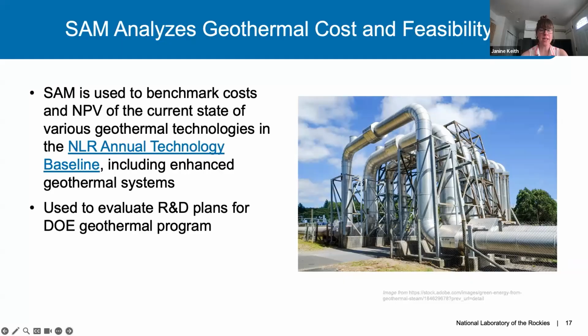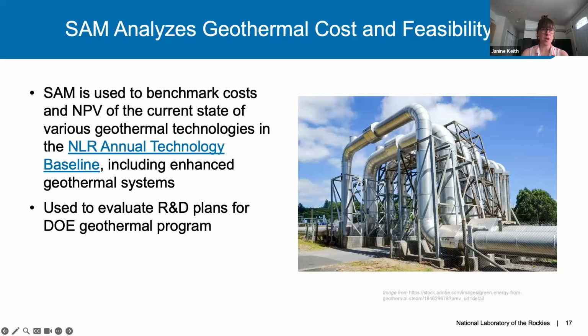These products commonly are distributed through the NLR Annual Technology Baseline, which provides some insight onto the current and projected future states of different costs of different technologies, including the very popular enhanced geothermal systems that have been added into SAM as well. SAM is also used jointly by NLR and DOE to evaluate research and development plans for the DOE geothermal program. So that's an example of one of those questions I highlighted earlier.